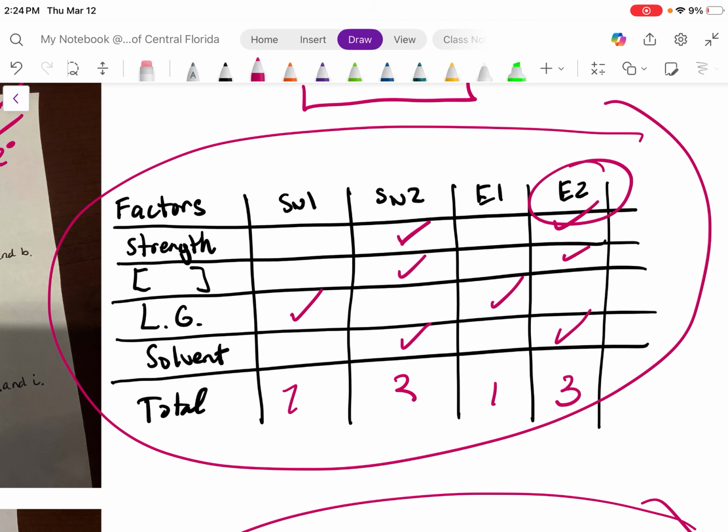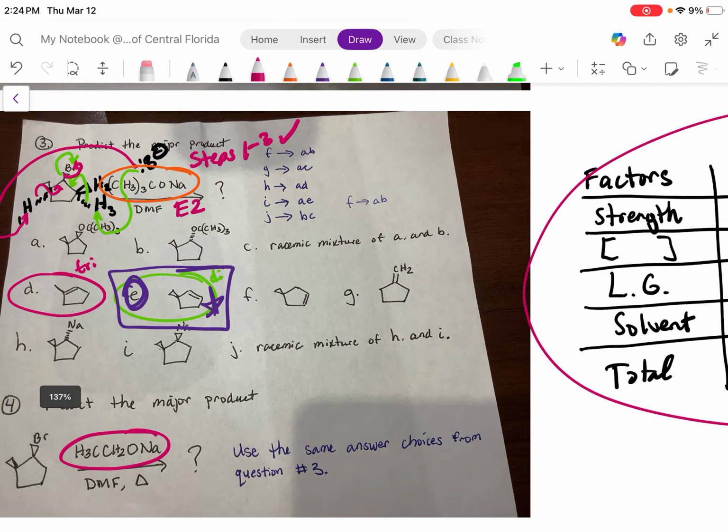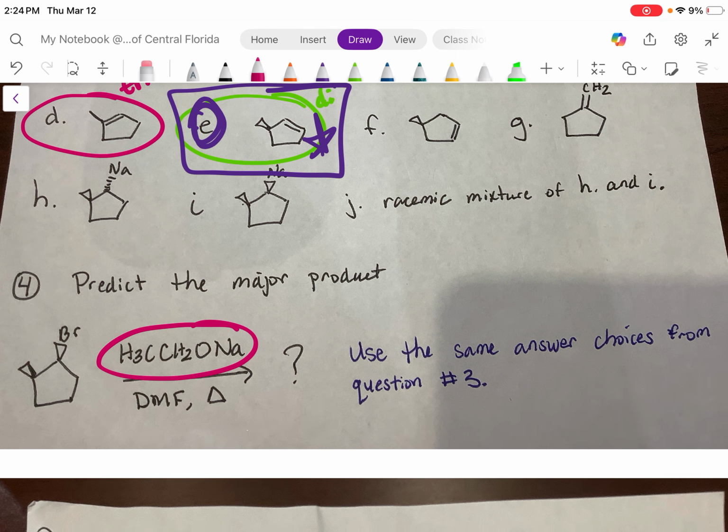And so now we're going to have a two-way tie. How do we break the tie between SN2 and E2? Well, we look a little more carefully, and we see that we have heat being added. So that is going to force this reaction to an E2 mechanism.